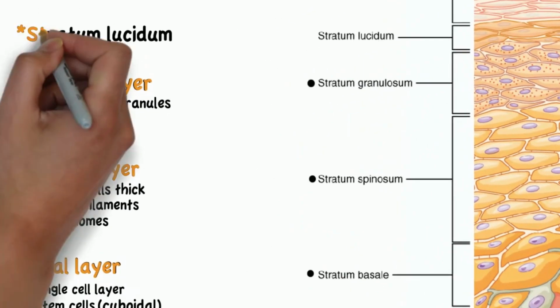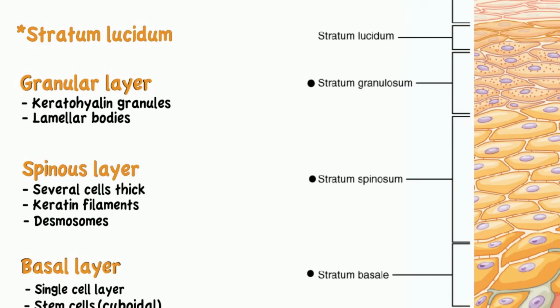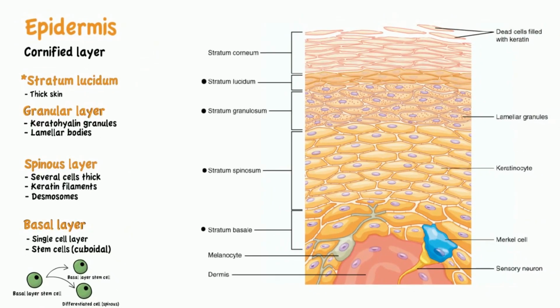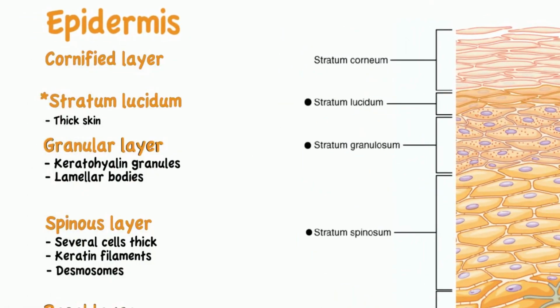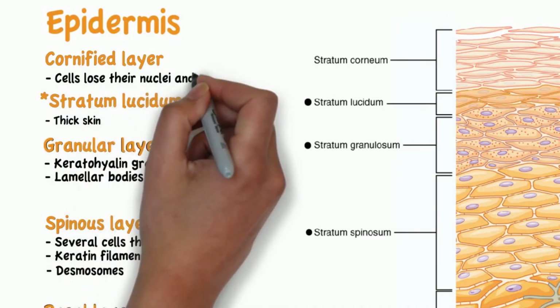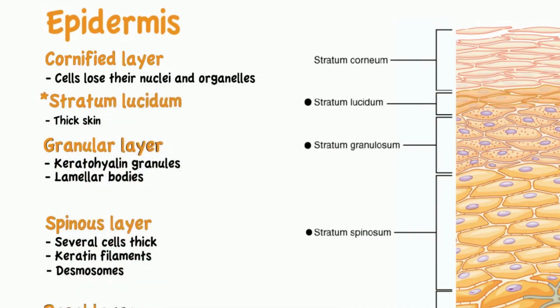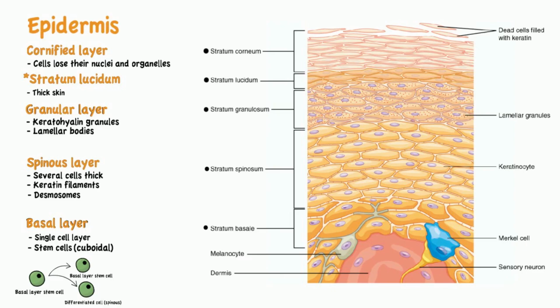The next layer is the stratum lucidum, which is only present in thick skin. This is a thin, clear layer of dead skin cells, which is named for its translucent appearance under a microscope. The function of this layer is just to offer extra protection in areas most common to damage. The last layer is the cornified layer. In this layer, cells lose their nuclei and organelles to form the tough surface layer of skin. Eventually, the dead cells fall apart and are shed.